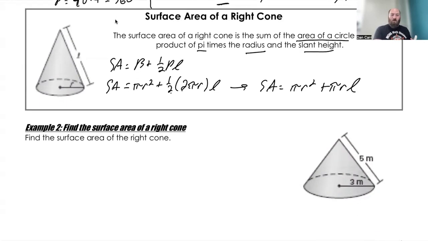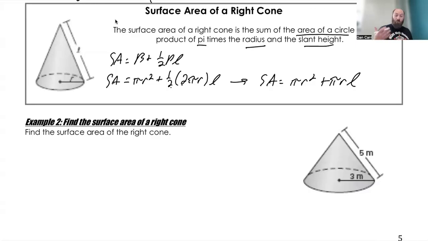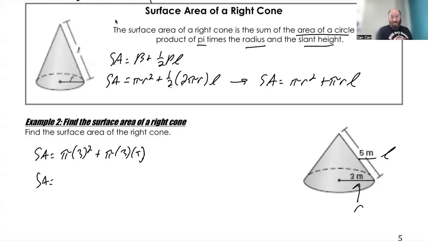Okay, so we can use that version right here. With this problem, we actually have everything we need. Here's L, here's R. So surface area is equal to pi times 3 squared plus pi times 3 times 5. If you want to find an exact answer, we're just going to go through and treat pi like a variable. So 3 squared is 9 pi. 3 times 5 is going to give me 15 pi. So we can represent 24 pi meters squared. That's going to be my exact answer.